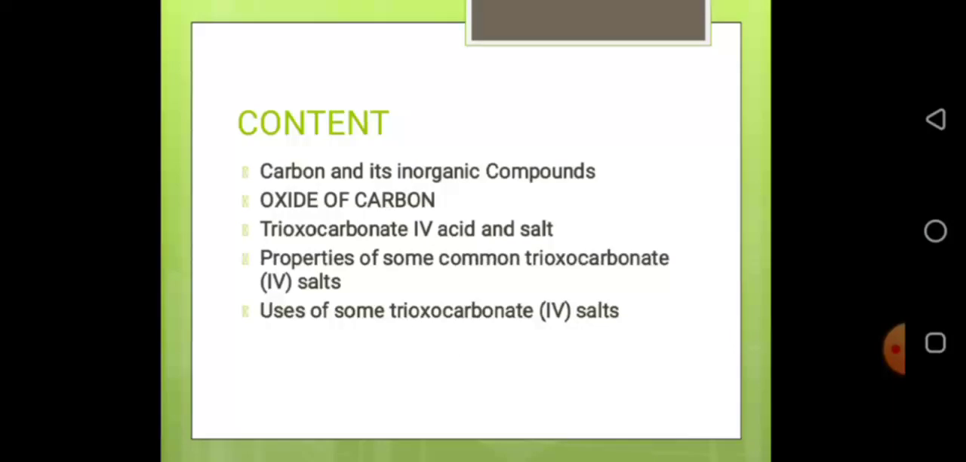The content of today's lecture: we are going to see carbon and its organic compound, oxide of carbon, trioxocarbonate acid and salt, property of some common trioxocarbonate, and uses of some trioxocarbonate salt.